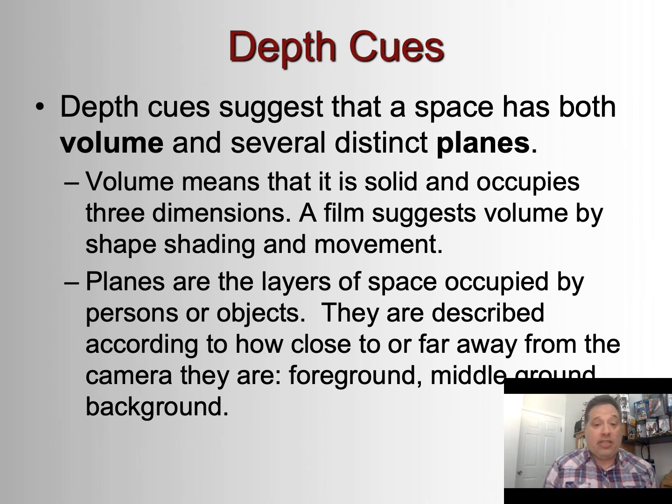And depth cues suggest that space has both volume and several distinct planes. Planes are the layers of space occupied by the persons or objects. They're described according to how close or far away from the camera they are. Foreground, middle ground, background.